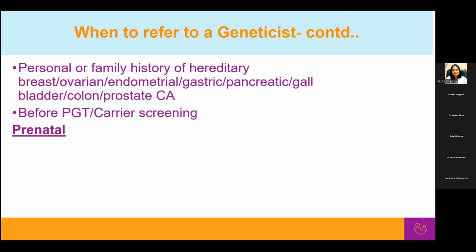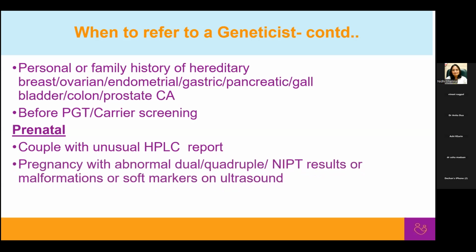In the prenatal period, we usually get referrals for couples with an unusual HPLC or Hb electrophoresis report. Ideally, these patients should be screened in the preconceptional period if they come to a clinician. Also pregnancies with abnormal dual, quadruple or NIPT results, or malformations or soft markers on ultrasound. And postnatally, because most of the private nursing homes are conducting newborn screening for their children.